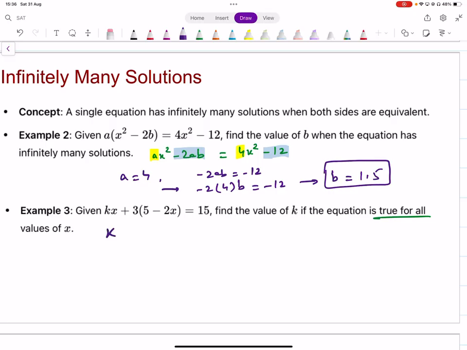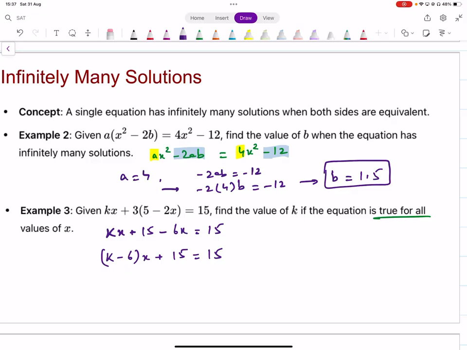kx plus 15 minus 6x, that equals 15. Now, let's bring the like terms together. What's the coefficient of x? (k - 6) multiplied by x plus 15 equals 15. Is that okay?